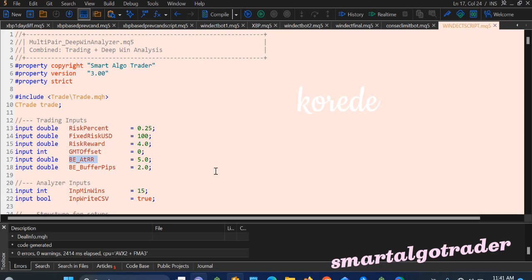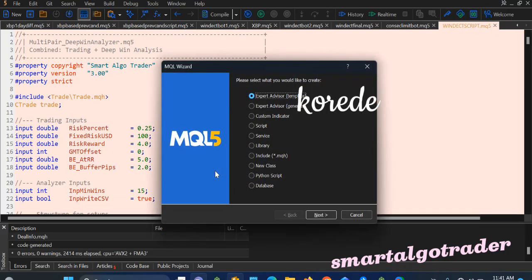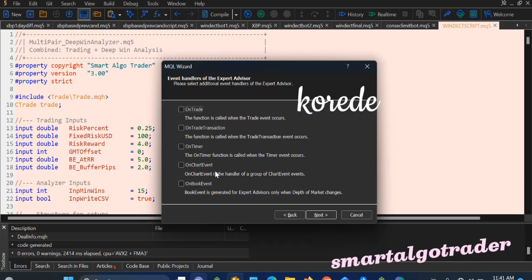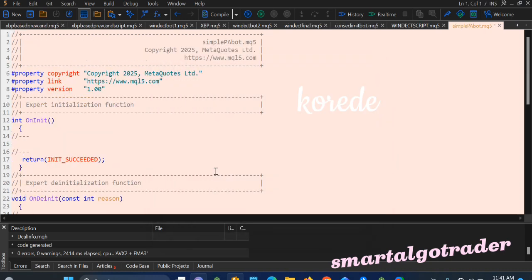So this is what you do in the MQ5 MetaEditor. Do you understand? You click on Control N, and it's going to create a new file. Let's call it simple PA bot. That's what we want to work on now. So let's go on.